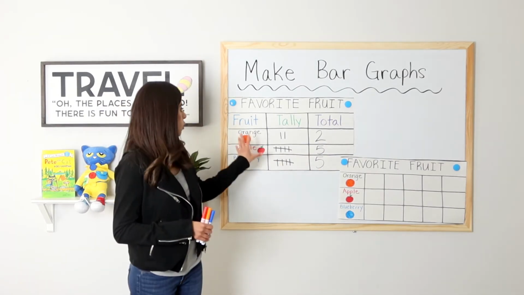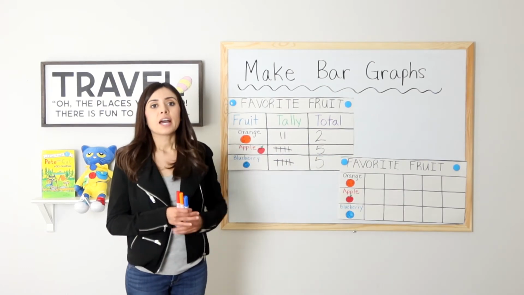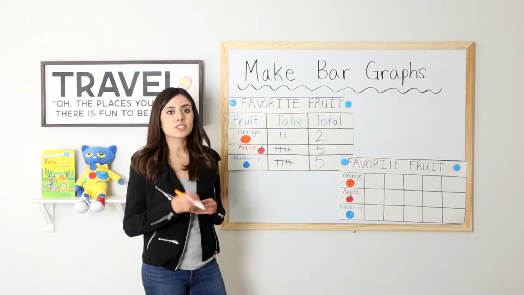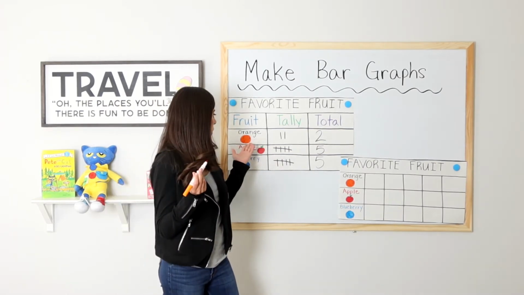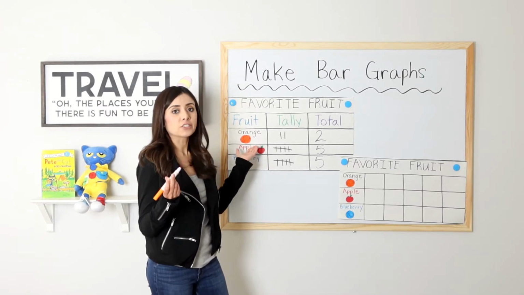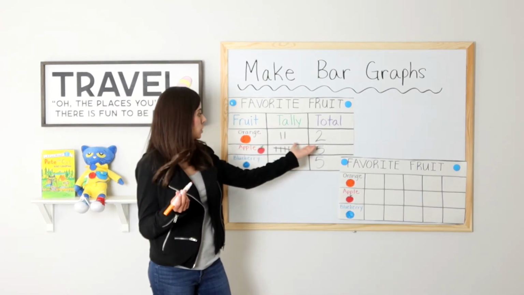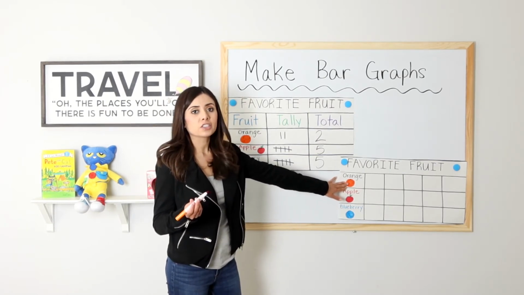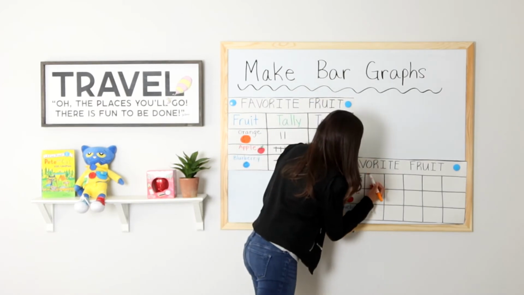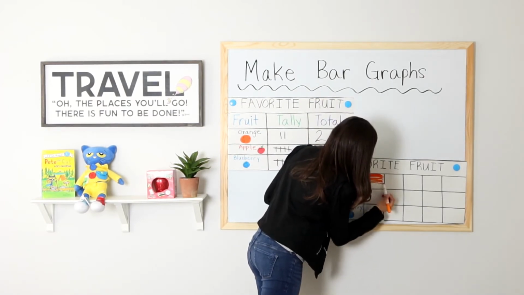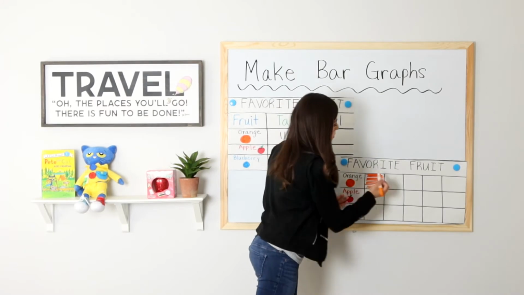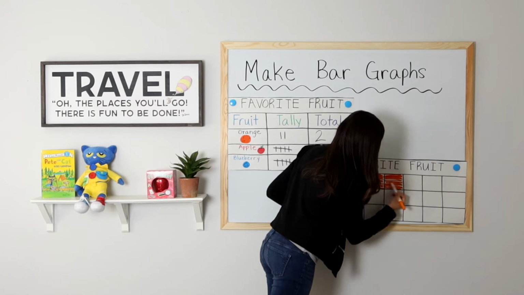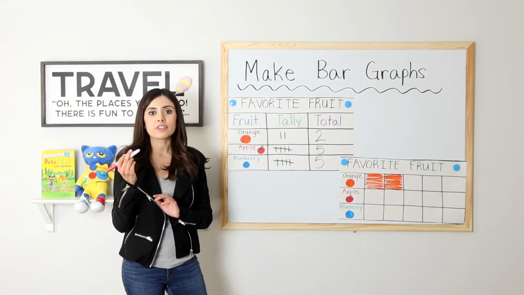As I'm moving the data over from my tally chart to my bar graph, I will use different colors. This will help me better visualize my data. So I will go ahead and start with orange to represent my orange. How many students chose the orange as their favorite fruit? 2. So I will go ahead and come down to my bar graph under orange and color 2 squares. 1, 2.